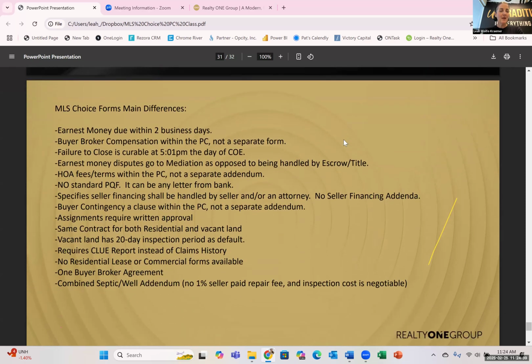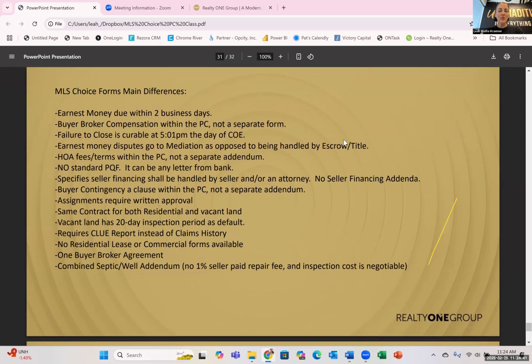Okay. There may be a few others, but I tried to write out as I was going some of the main differences between the forms. So the earnest money due within 2 business days, okay? I should have like a little star because I like that one. Buyer broker compensation is within the PC, not a separate form.